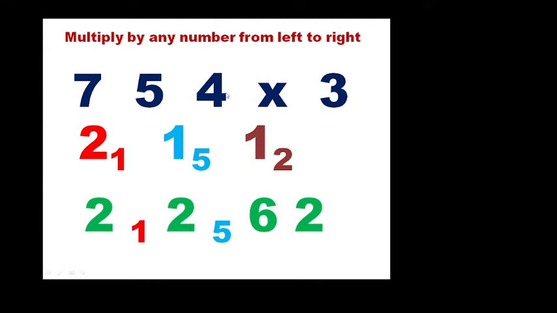It is 50. So now 4 ones are 4 into 3, 12. 12 you have to add with this. 50 is the carry over. 50 with 12, 62. So the answer is 2262.